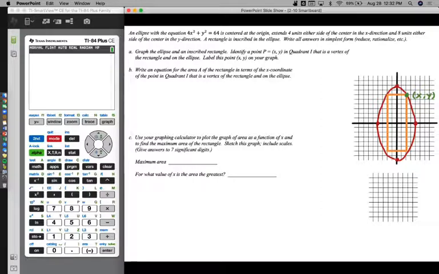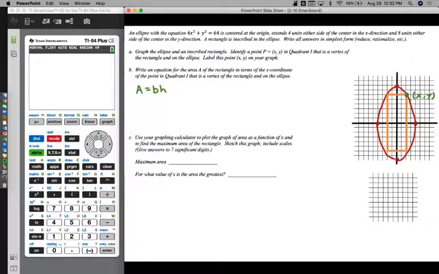Okay, so we've labeled that. We're done with part A. We're moving on to part B. So part B asks us to write an equation for the area of the rectangle in terms of the x-coordinate of the point. So we're going to use an equation for area only with the variable x. But before we do that, let's go through this in steps. What do we know about the area of a rectangle? Well, the area of a rectangle is just base times height from geometry. Okay, so what do we know about the base and the height of this rectangle?